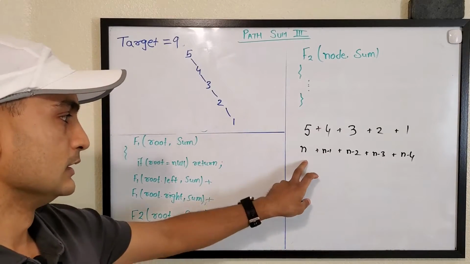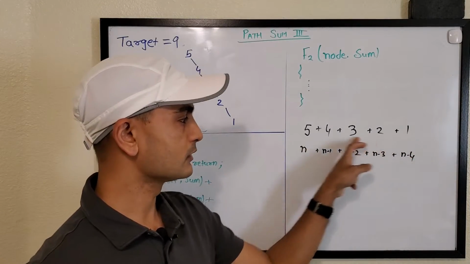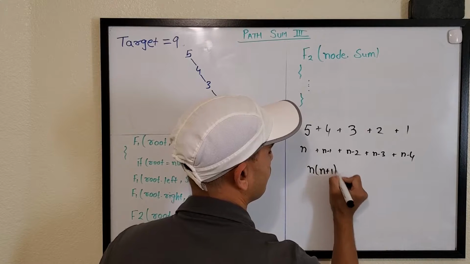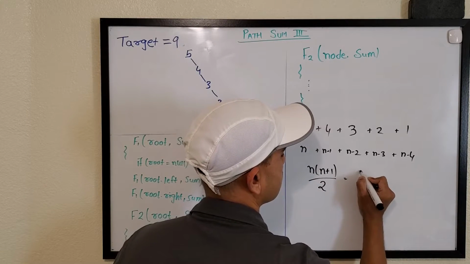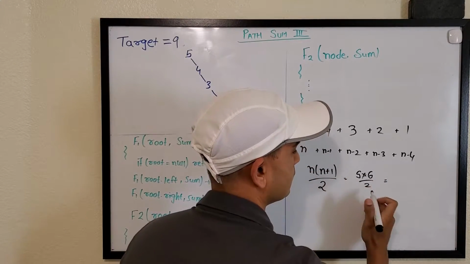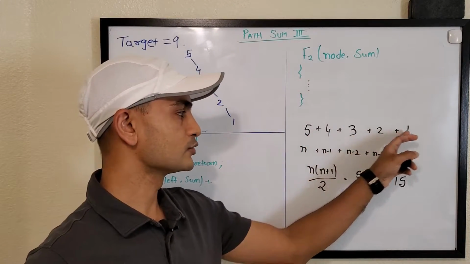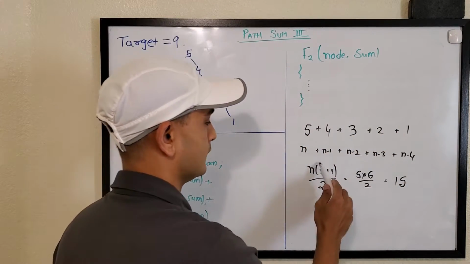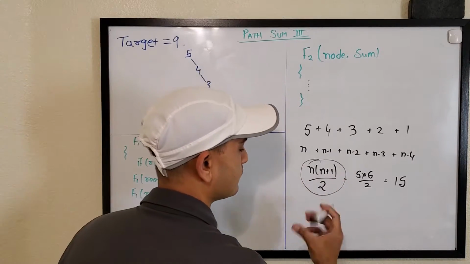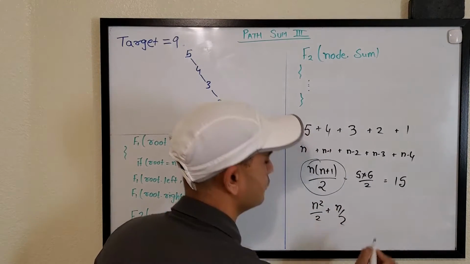So if you look at this pattern, we know the formula for this summation, right? This is n into n plus 1 divided by 2, which is 5 into 6 divided by 2, which is 15, right? So 5 plus 4 plus 3 plus 2 plus 1 is equal to 15. Now, if this is our time taken, what this comes to is n square divided by 2 plus n divided by 2.